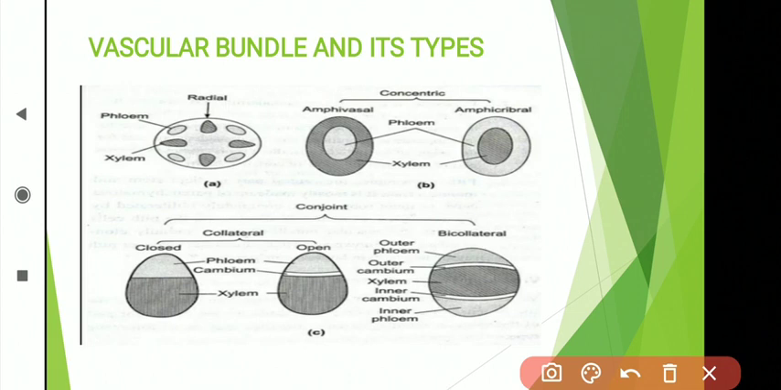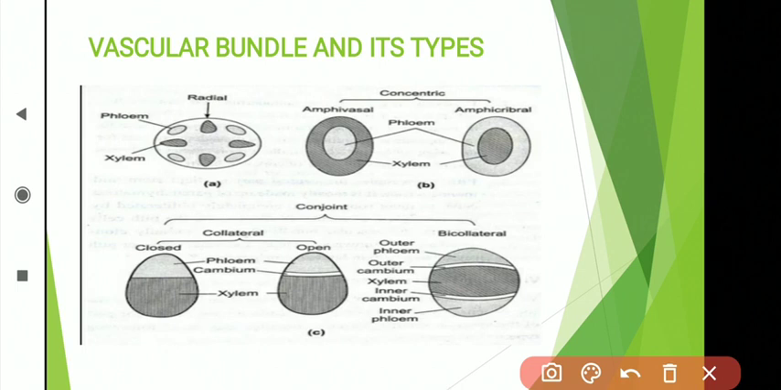First one radial, second one concentric, and third one conjoint. Again, conjoint is divided into three types: conjoint collateral closed, conjoint collateral open, and conjoint bicollateral. While the concentric type of vascular bundle is divided into amphivasal or centrophloic, and amphicribral, or we can call it a centroxylic type of concentric vascular bundle. Now, together, all these vascular bundles play an important role or functions in the plant body.